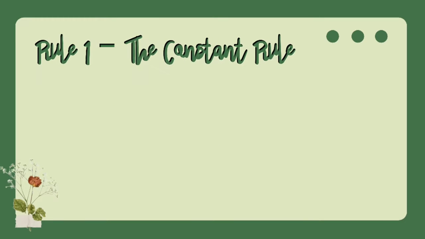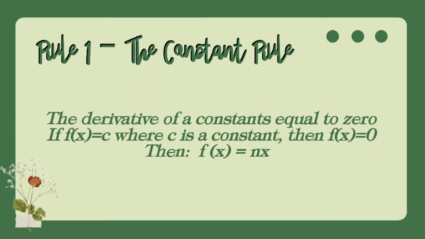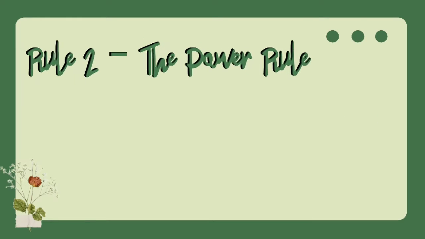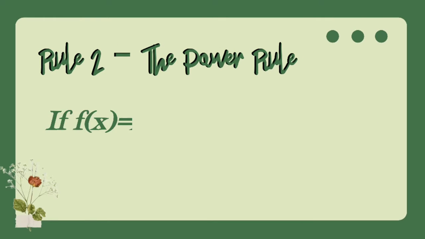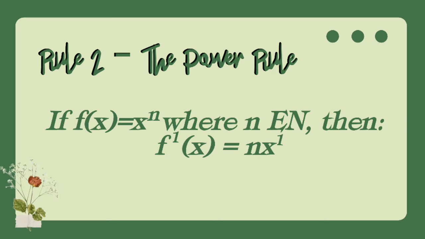Rule number 1, the constant rule. The derivative of a constant is 0. Rule number 2, the power rule. If f of x equals x to the power of n, where n is a real number, then the derivative of f of x is equal to n times x to the power of n minus 1.